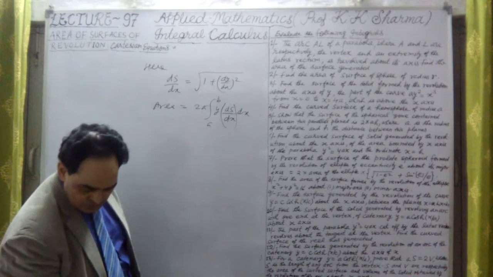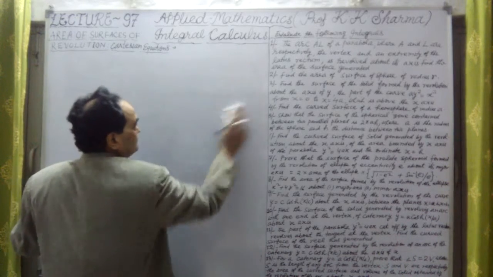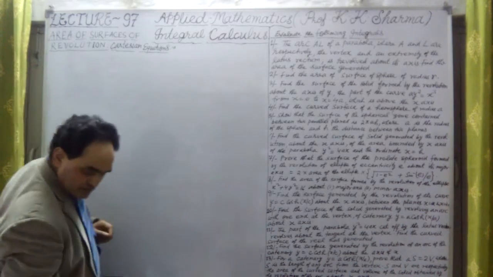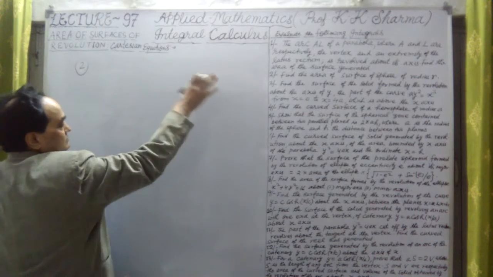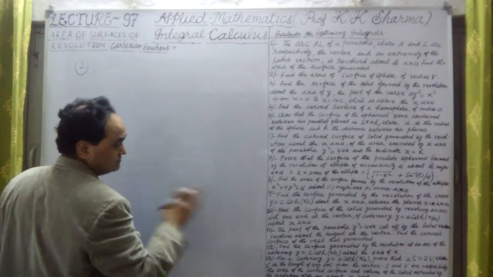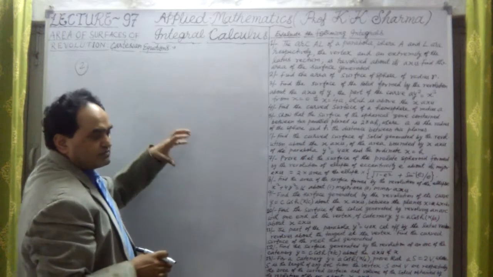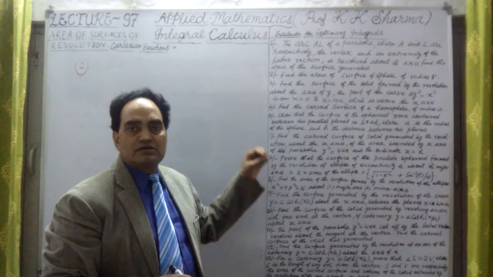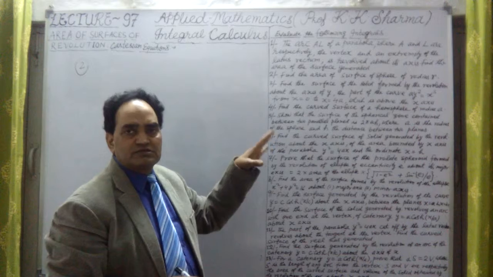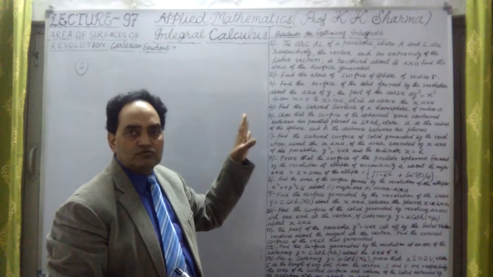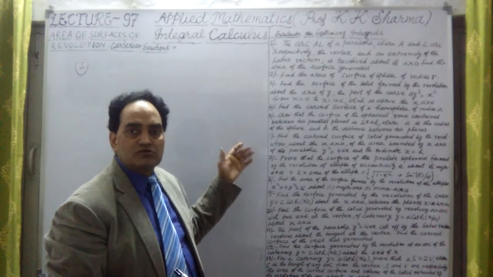But let me take parametric equations here. If the equations are given in parametric form, that is the second case. This was for Cartesian equations, which is the topic of today. Let me discuss parametric form also, because parametric form we will take in the next lecture series, then I'll take polar form. At that time I'll discuss these two points. But this topic is very current here, so let me discuss other forms also.